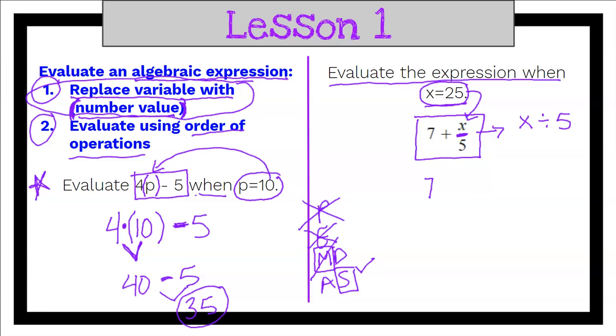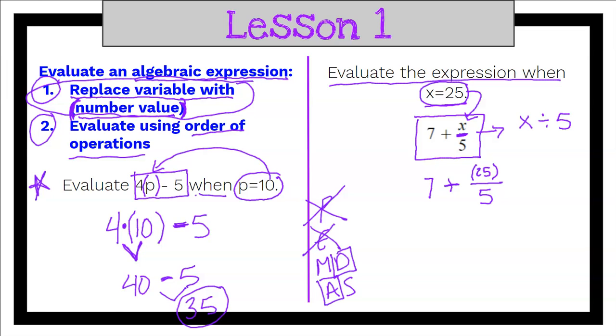So rewrite this as 7 plus x on the top. So I'm going to put parentheses where x is. X is 25, so I'm going to put 25 in parentheses and then that 5 on the bottom. Now we just need to evaluate that expression. So I'm going to rewrite our PEMDAS. Parentheses is just holding that number, so there's no operation inside, no exponents, but we have division and we have addition. We have to do that division first.